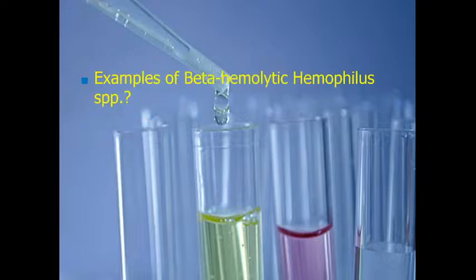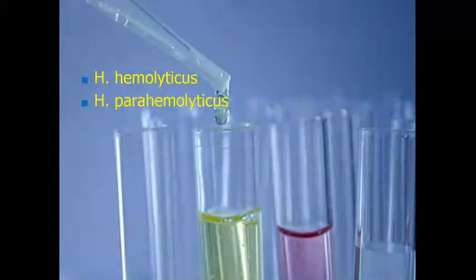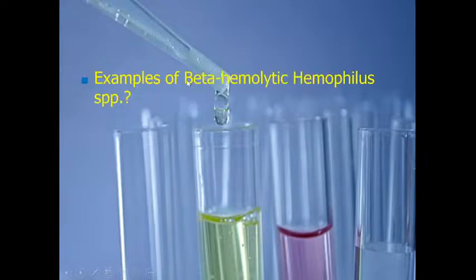Okay, now let's talk about beta hemolytic Haemophilus species. There's two beta hemolytic organisms under the Haemophilus family. Of course, this is your Haemophilus hemolyticus and Haemophilus parahemolyticus. So again, for Amanda, when you hear hemolyticus and parahemolyticus, it means that it is hemolytic.